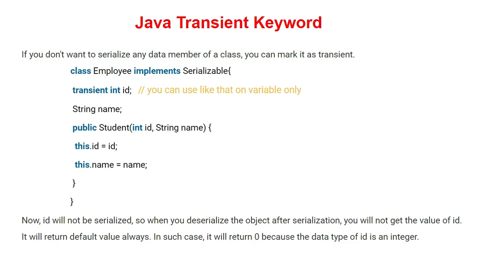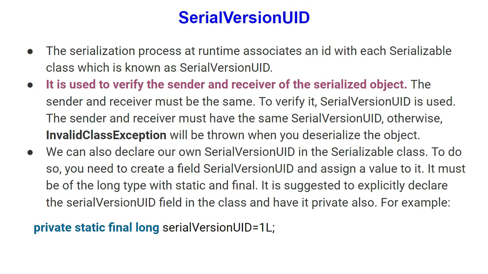One more thing I want to explain is the serial version ID. You can see it in many places, and we also use it in real-time applications. Why are we using it? Because the serialization process at runtime associates an ID with each serializable class, which is known as the serial version ID. While serializing, it associates with your particular file ID so that the serialization will be matched.